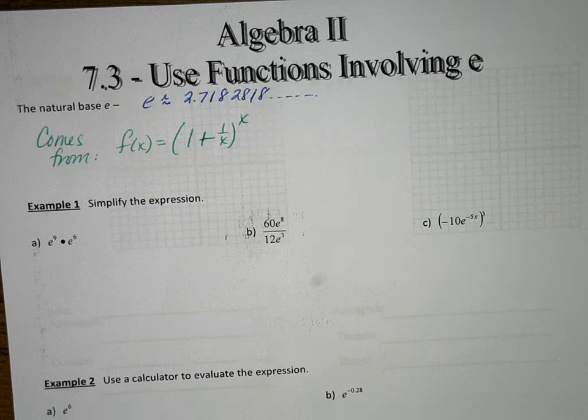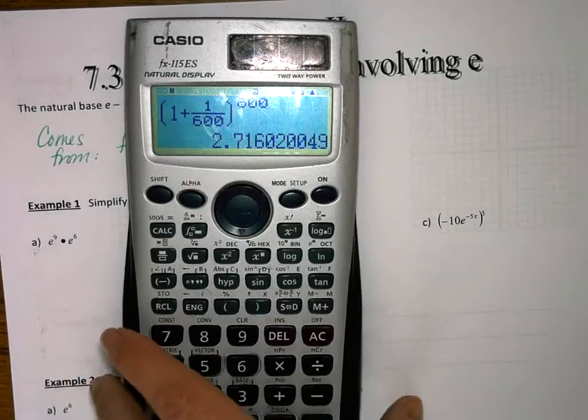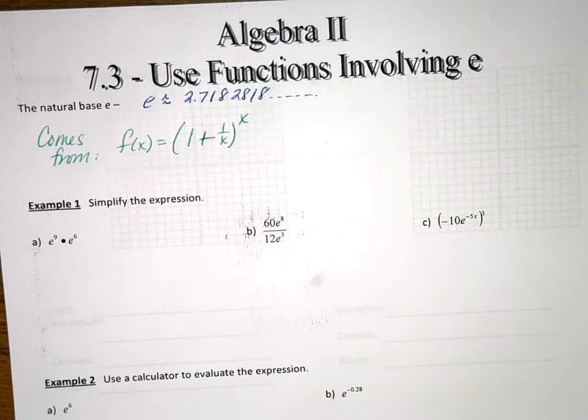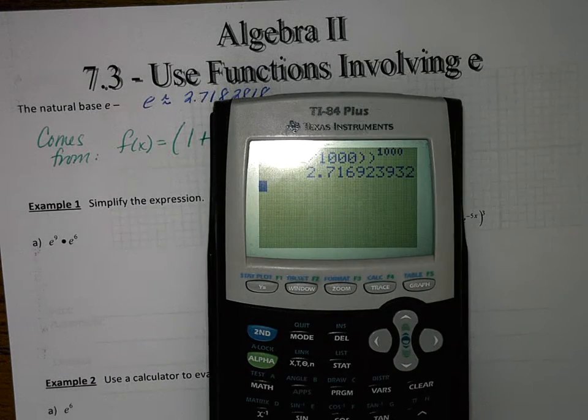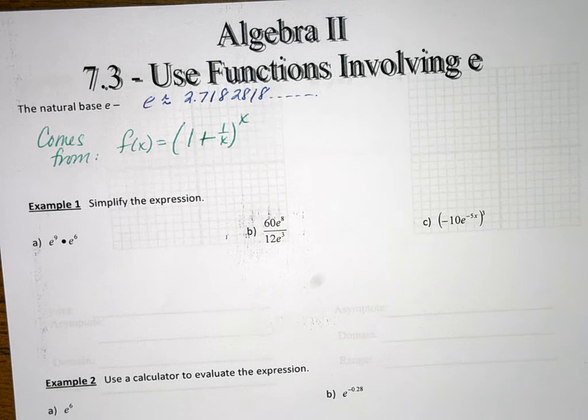What do we plug in? All right, we plug in 600. Took a big jump here. We plug in 600, we get about 2.7160. 1,000, right? That's one of my favorite numbers. All right. We plug in 1,000. We get about 2.7169239.